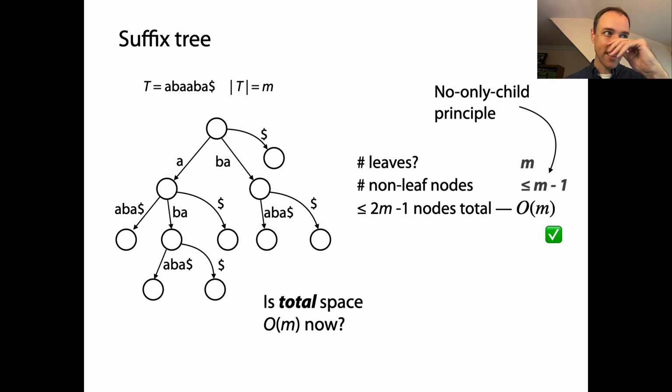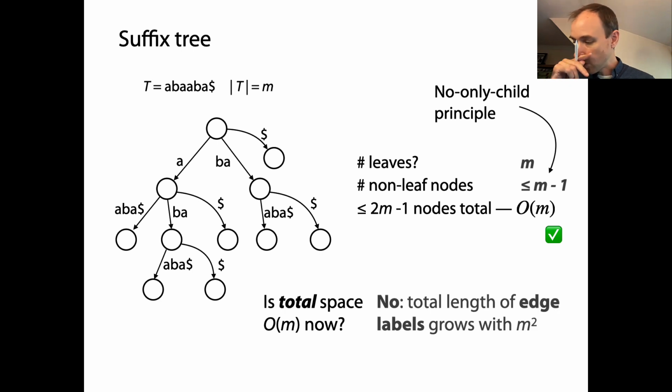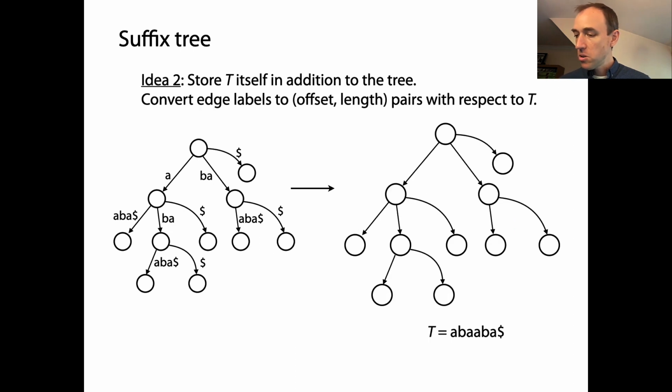So we can't claim that this thing shown here in this picture is a data structure whose overall size is growing with big O of m. We can claim that the number of nodes and edges grow with big O of m, but we cannot claim that the total size grows with big O of m. The total length of the edge labels is still growing, worst case, quadratically. So we have to solve that problem too. Okay, so here's an idea for how to solve that problem.